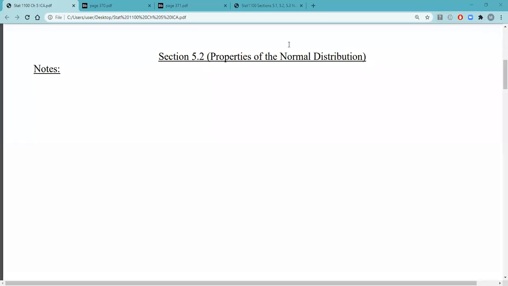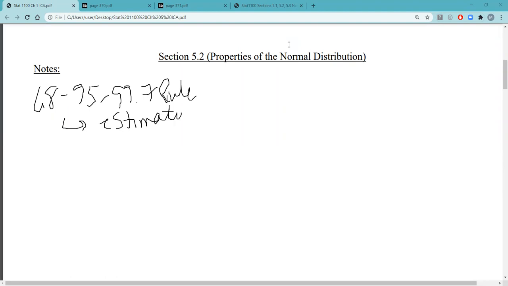Let's go ahead and finish up section 5.2. So we've talked about properties of the normal distribution as far as the 68, 95, 99.7 rule. I'm going to go ahead and write this down again. And remember that this is going to give us an estimate.